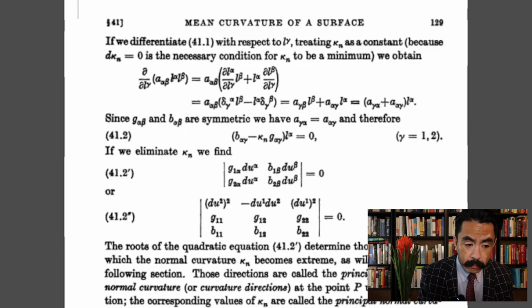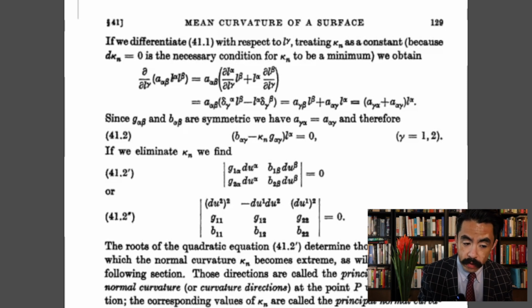Since g_αβ and b_αβ are symmetric, we have that a_γα is equal to a_αγ, and therefore (b_αγ − κ_n g_αγ) L^α is equal to 0, where γ can be 1 or 2. If we eliminate κ_n, we find that the determinant, where in the first column we have g_1α du^α and g_2α du^α, and in the second column b_1β du^β and b_2β du^β, is equal to 0.